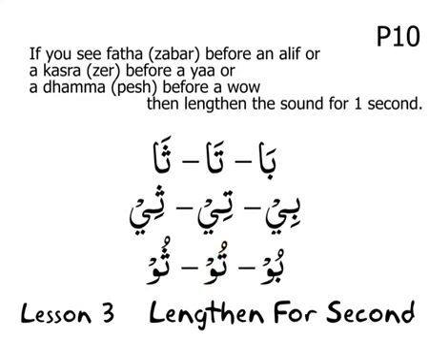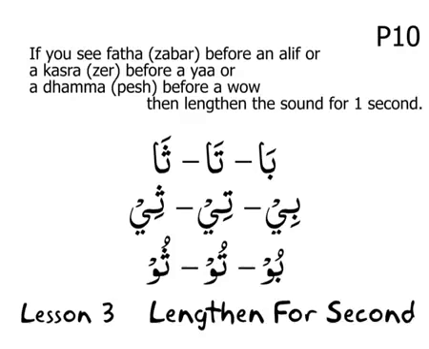What we're trying to clarify here is this is different than just having a fatha, zabar, kasra, zir and dhamma, pesh on any letter. So for example, ba would be ba, bi, bu. But in this instance it would be ba, bi, bu. Okay? 1 second long. Okay, let's look at the main box in the middle.